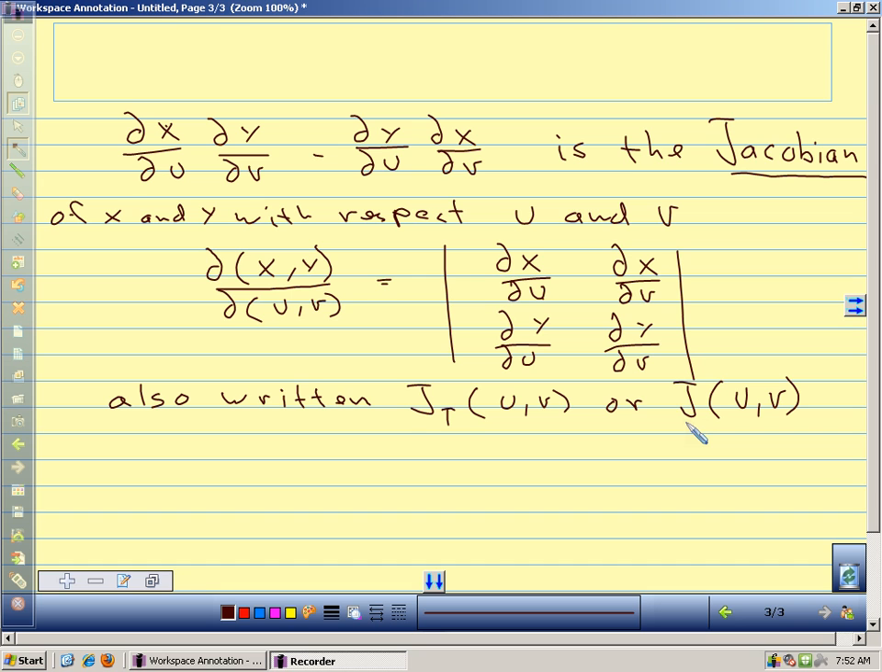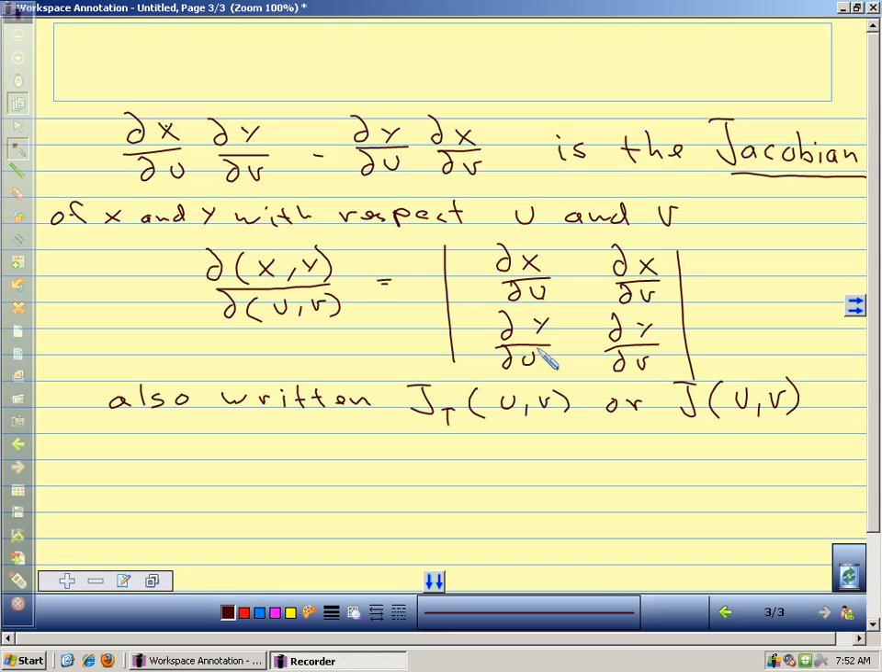Now the way we think of this transformation is we're transforming from the xy plane to the uv plane. So we're making a transformation from one set of coordinates, one coordinate plane, to another coordinate plane. And one example of where we do this is in polar coordinates.